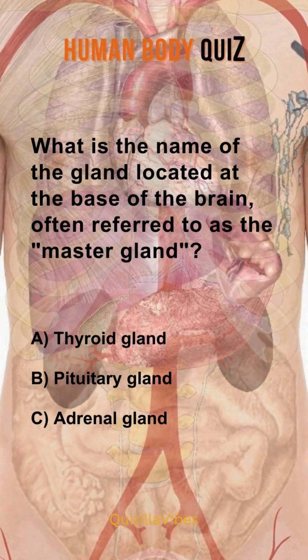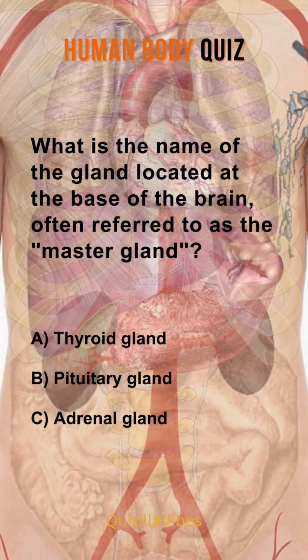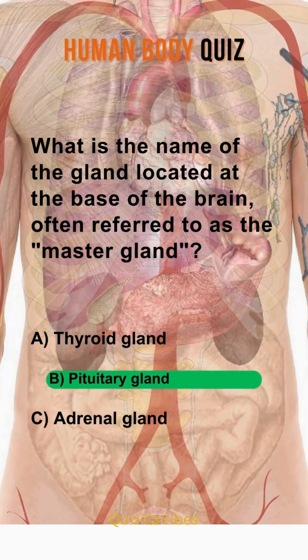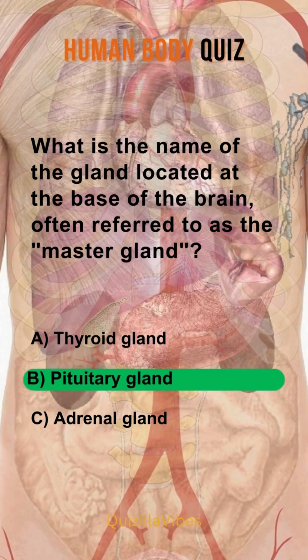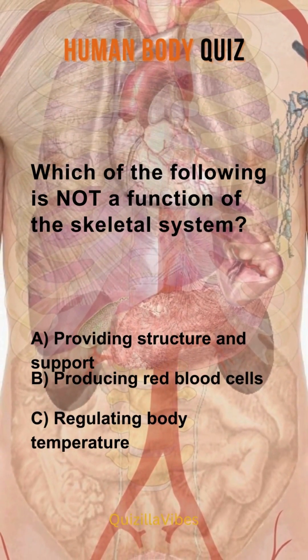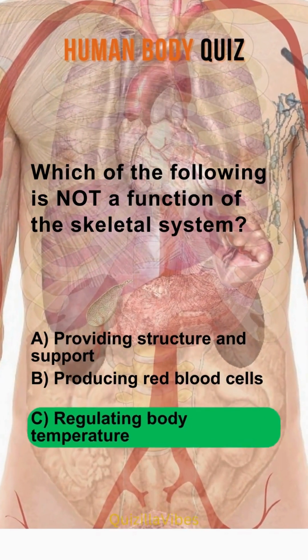What is the name of the gland located at the base of the brain, often referred to as the master gland? Pituitary gland. Which of the following is not a function of the skeletal system? Regulating body temperature.